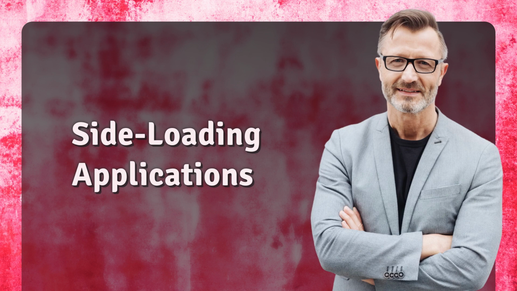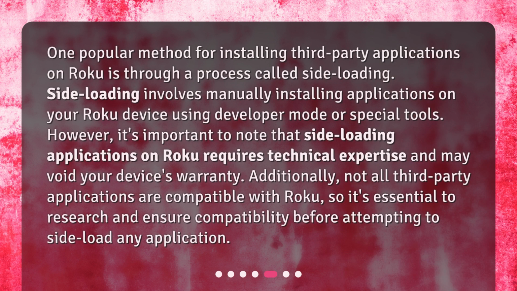Side-loading applications. One popular method for installing third-party applications on Roku is through a process called side-loading. Side-loading involves manually installing applications on your Roku device using developer mode or special tools. However, it's important to note that side-loading applications on Roku requires technical expertise and may void your device's warranty. Additionally, not all third-party applications are compatible with Roku, so it's essential to research and ensure compatibility before attempting to side-load any application.